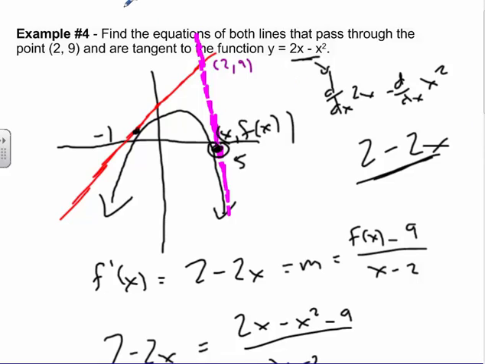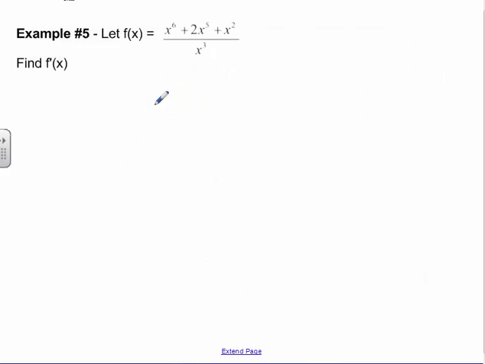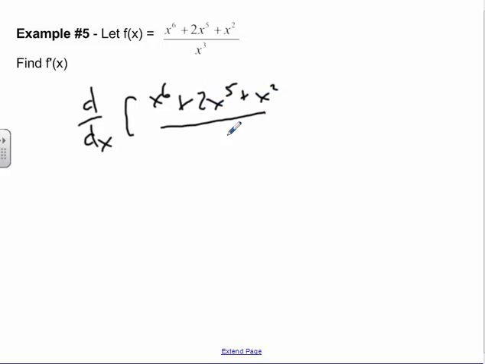So, okay, last example. For this one here, it doesn't really look like it's fair to work with this yet because we've got a fraction. But I'd like to point out that I can play a little subtle algebra trick here. I'm being asked to find the derivative of x to the 6 plus 2x to the 5 plus x squared. We're dividing that all by x to the 3.